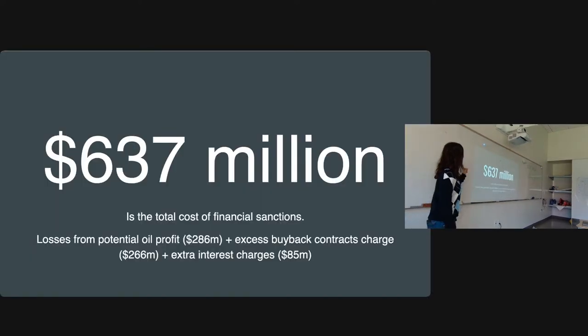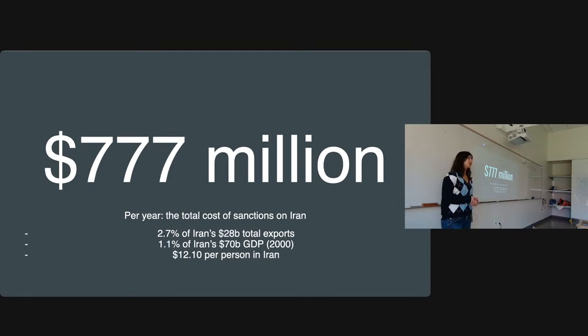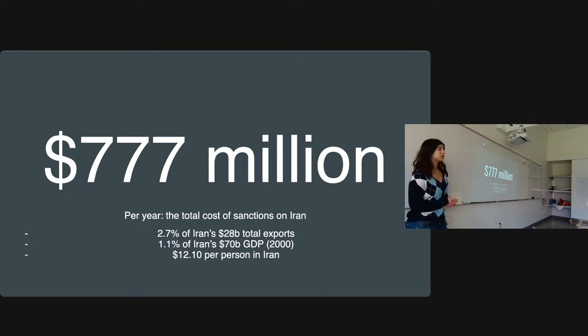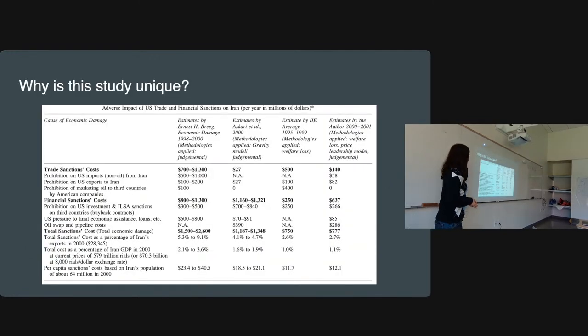So that gives us a $637 million cost for financial sanctions, which you may recall is a lot higher than the trade sanctions, but the total would be $777 million per year in terms of cost on Iran. That's about $12.10 per person in Iran, and a little more than 1% of Iran's GDP in 2000. So you can see here how the study that I am presenting on compares to previous studies where they were looking at other instances. It generally approximates economic damage on Iran as being a lot higher than these did.